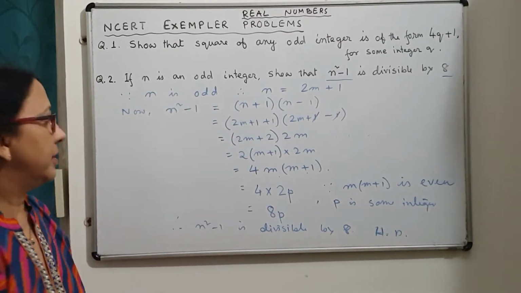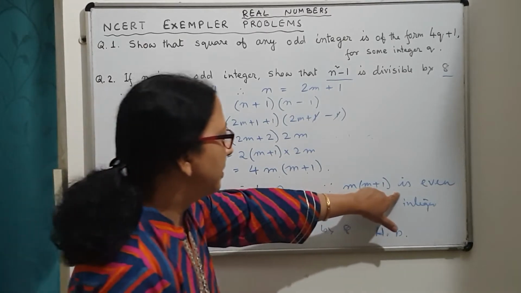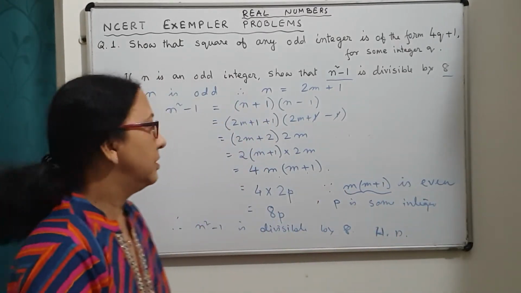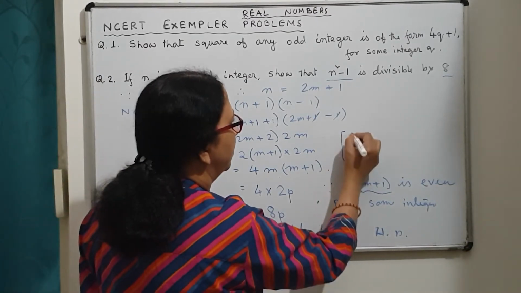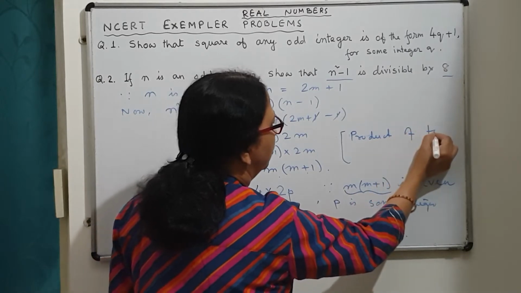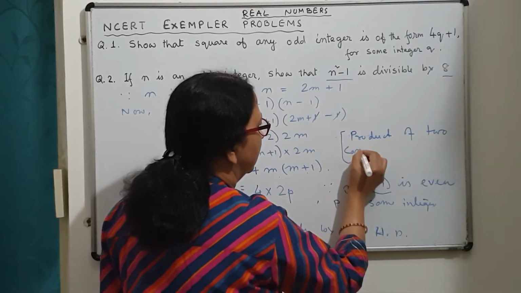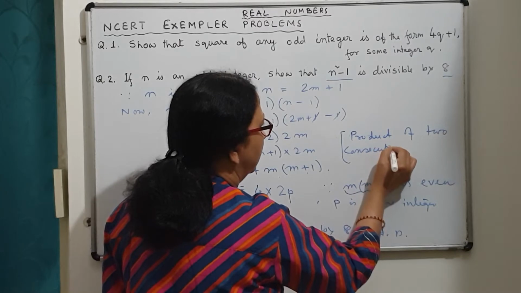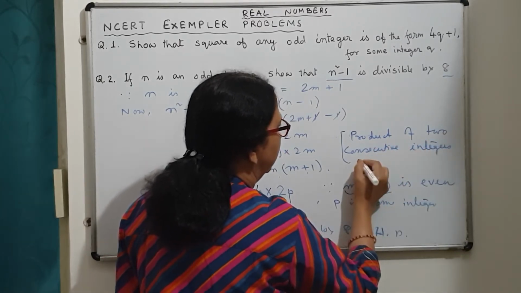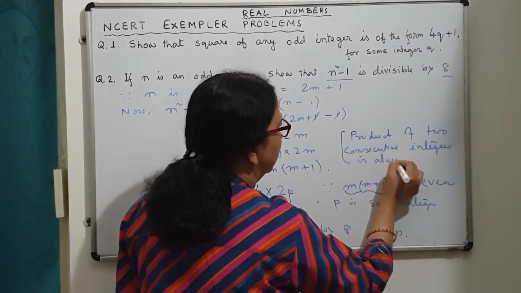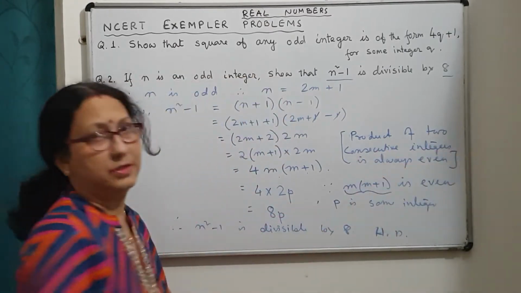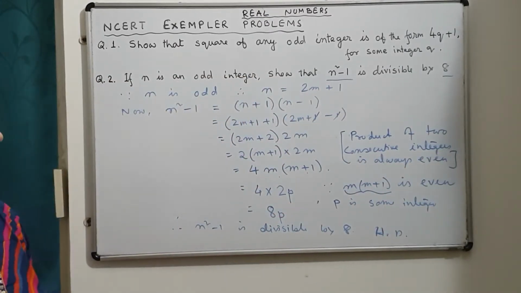So this is the logic. Now the main thing you have to take care of is that the product of two consecutive integers is always even. Let me write it down here: product of two consecutive integers is always even. It is obvious from observation.